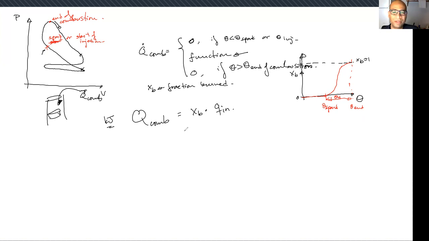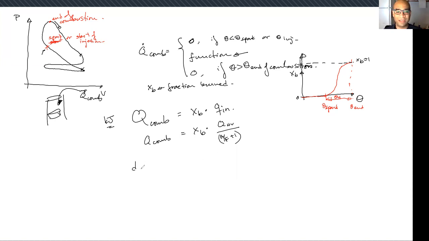So now we know that this is going to be equal to XB. From work before, we know this is going to be equal to QHV over the air-fuel ratio plus one. QHV is a property of the actual fuel, and the air-fuel ratio is one operational parameter. You set the air-fuel ratio, and this is the condition at which your engine is burning, or your combustion process is happening. But what I want is not the amount of heat that's released. What I want is the rate at which energy is released.